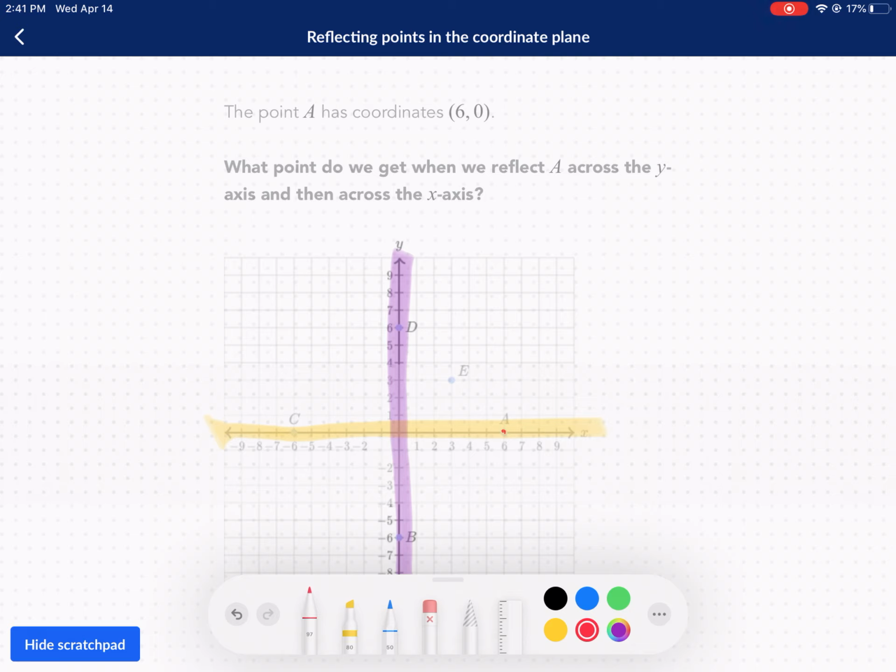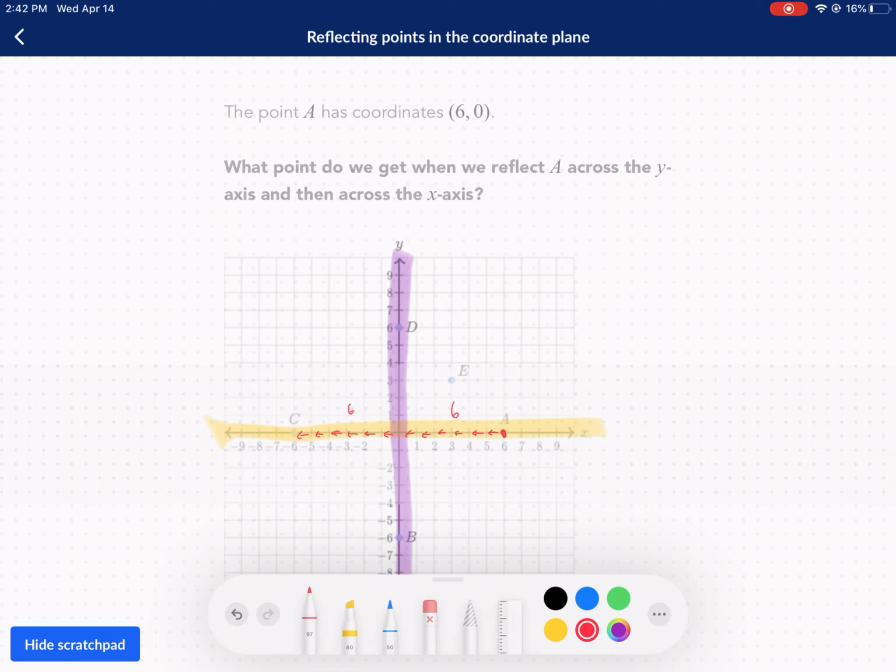So A is here. We need to reflect it over the y-axis first. So we need to count horizontally, 90-degree angle. If it's a vertical line of reflection, we count horizontally. That's 6 units, and we're going to count over on the other side. 1, 2, 3, 4, 5, 6. Okay, so I got 6 to the line and then 6 on the other side of the line.